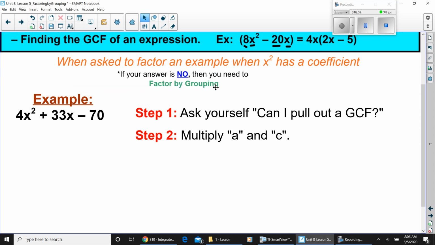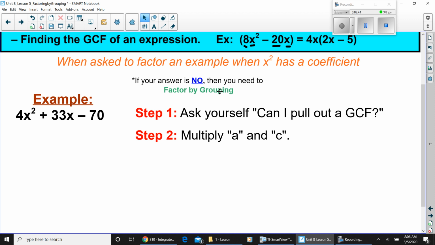All right. So if you have no greatest common factor to pull out, nothing that you could do, and this number here is a larger than 1 number, it's very, very difficult to factor this without factoring by grouping. So the first step is to ask yourself, can I pull out a greatest common factor? The answer is no in this case. Step two is to multiply A and C. And when I'm saying multiply A and C, I'm saying to multiply the 4 times negative 70.